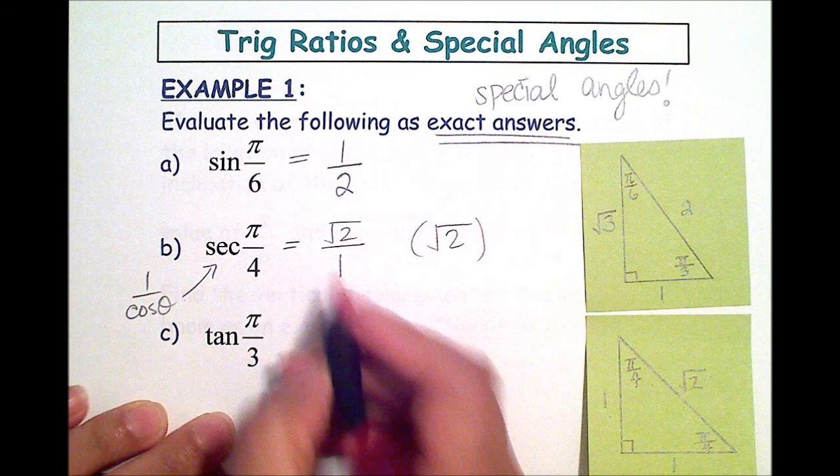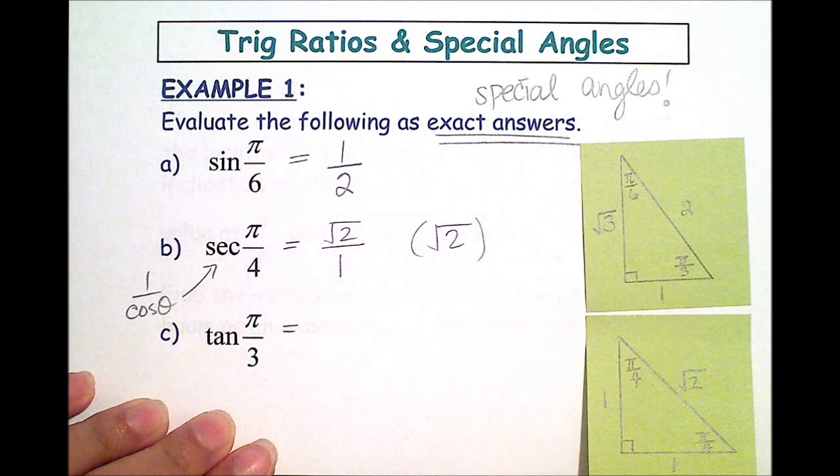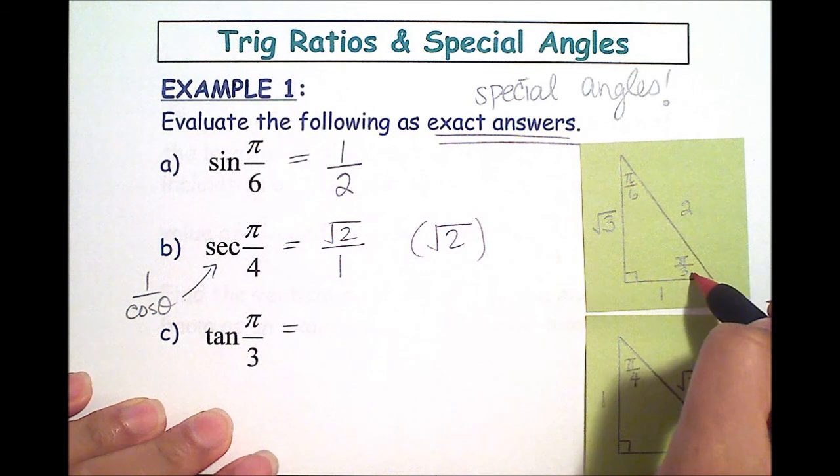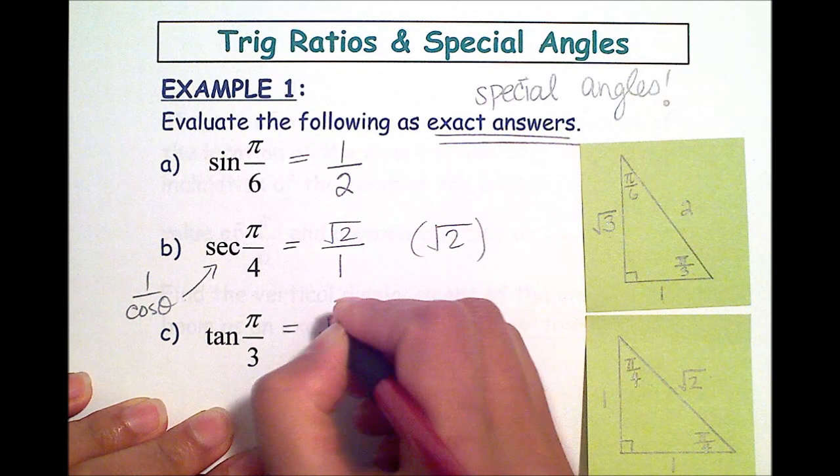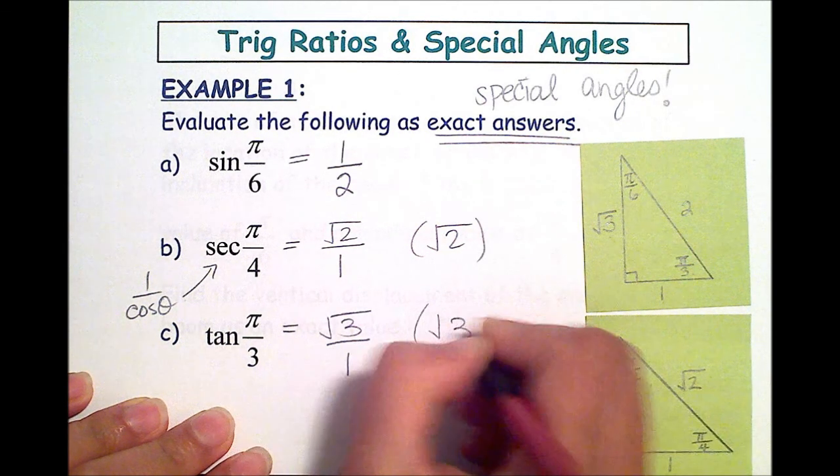And then finally we have the tangent of pi over 3. And so I look for my pi over 3 angle. And tangent looks at opposite over adjacent. So opposite over adjacent gives me root 3 over 1. Or I can just write this as root 3 as well. Okay.